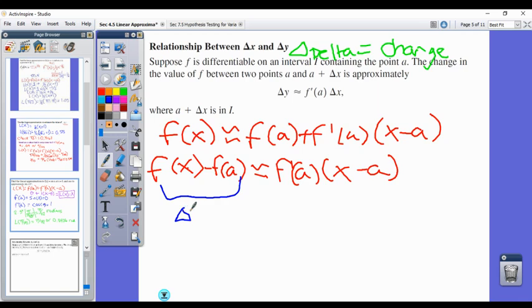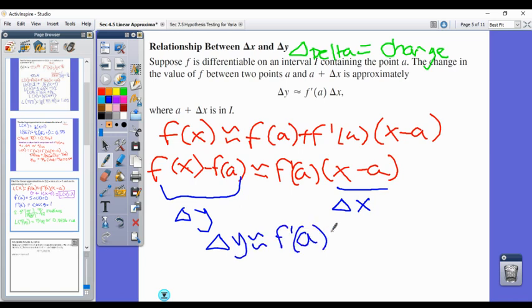And so essentially, this right here refers to my change in y. This right here is referring to my change in x. So we can say that the change in y is approximately equal to the derivative of f with a plugged in multiplied by your change in x.